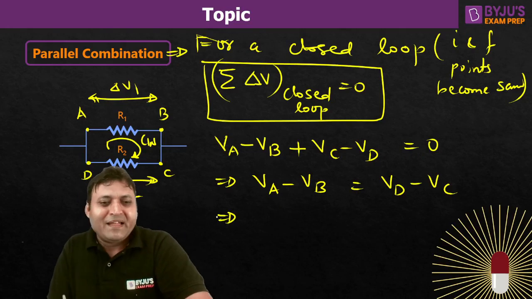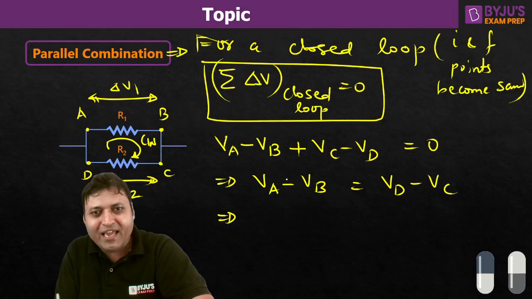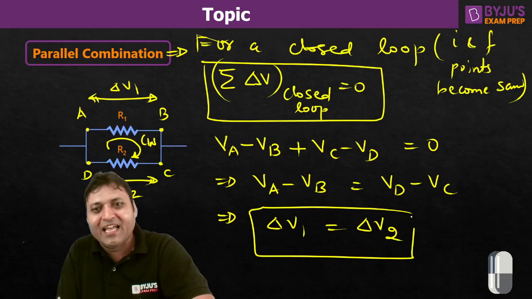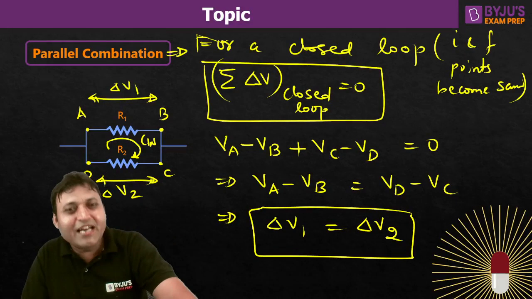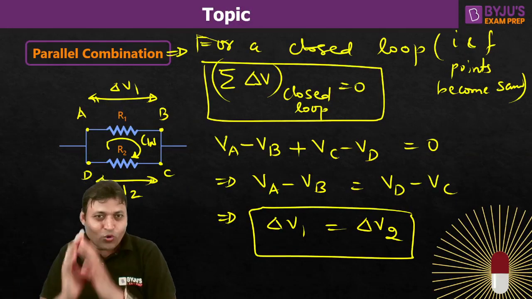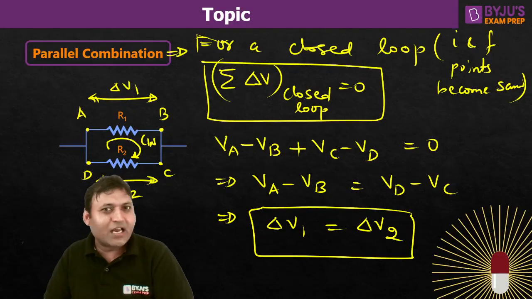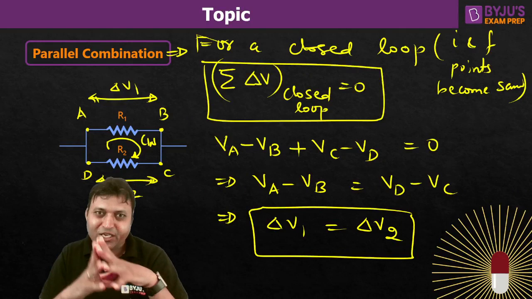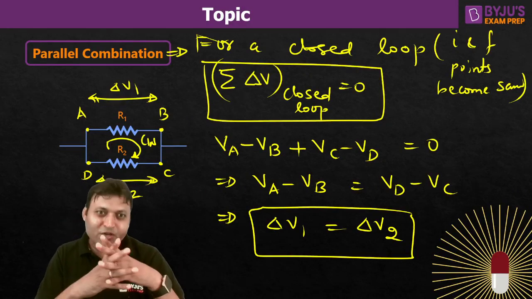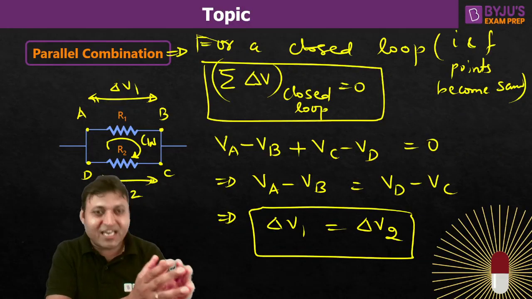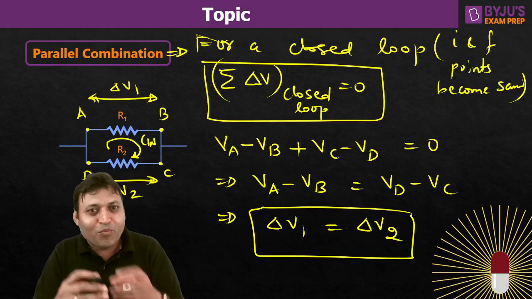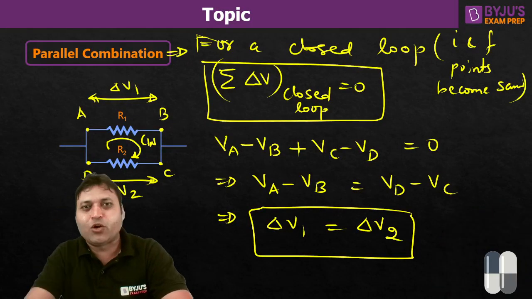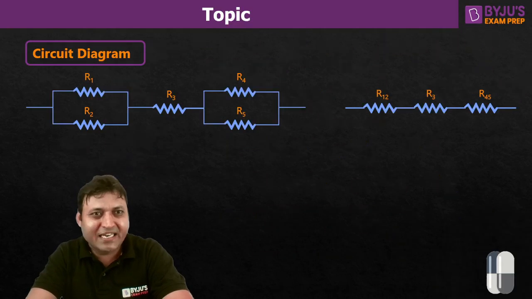According to the same concept, what we can say, delta V1 is equal to delta V2 when the resistances are connected in parallel. That is why it will form a closed loop, and for a closed loop the total energy or net energy becomes 0, net potential becomes 0. Similarly, for a junction or a node where two or more points meet, the net flow must be equal to 0. I hope it is clear to everyone.